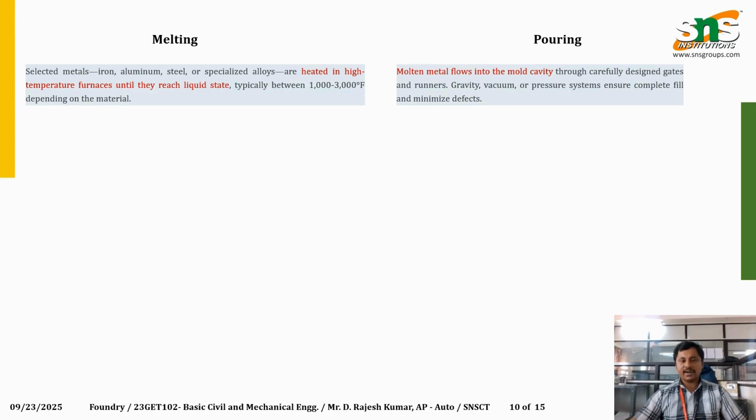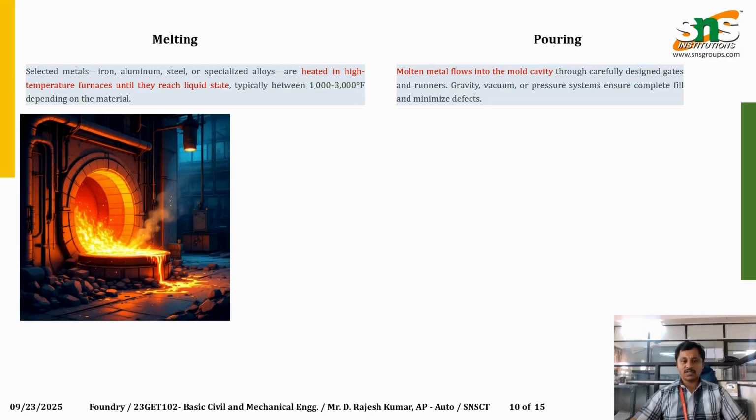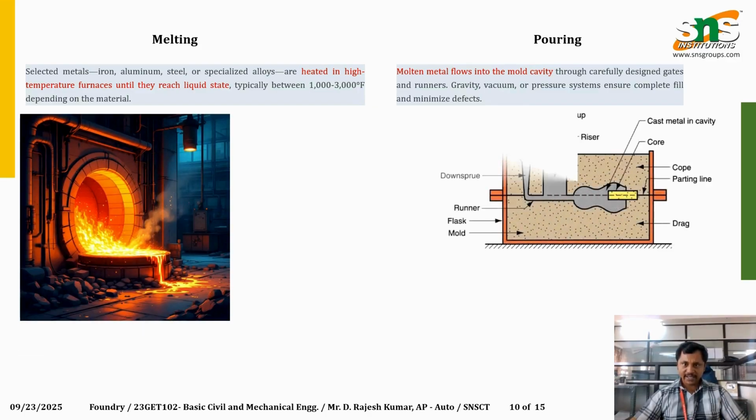So according to the different melting points, the heat is applied so that the metal is converted from the solid form into a liquid form. Once it is converted into a liquid form, it is poured into the mold cavity. This forms the second step of the foundry process. So you can see here, this is the molding, right?